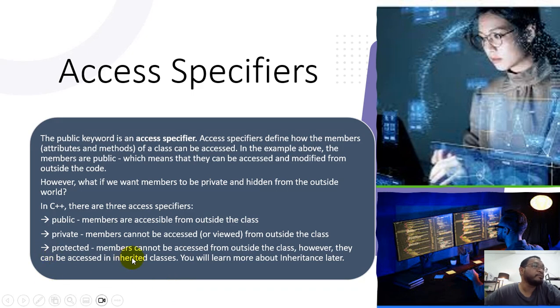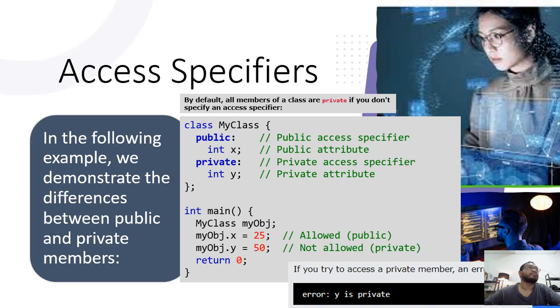Or a protected member cannot be accessed from outside the class. However, it can be accessed in inherited classes. You will learn more about inheritance later. Inherited means that you have another class with a different function, but this class is related to the subsequent class, so we call it inherited. So for example, integer y, integer x. Integer x is in the public section, integer y in the private section.